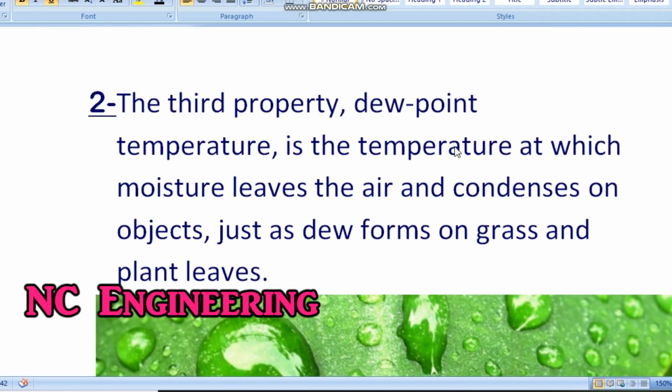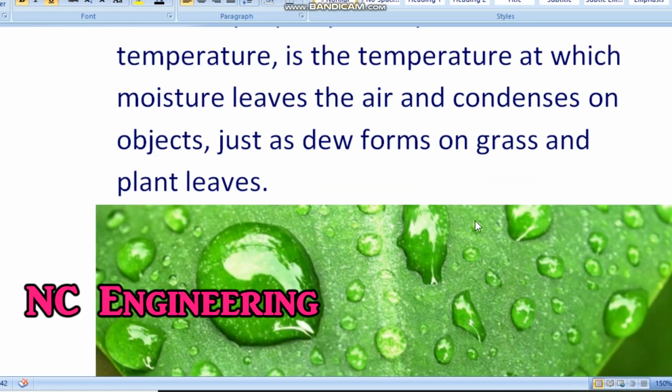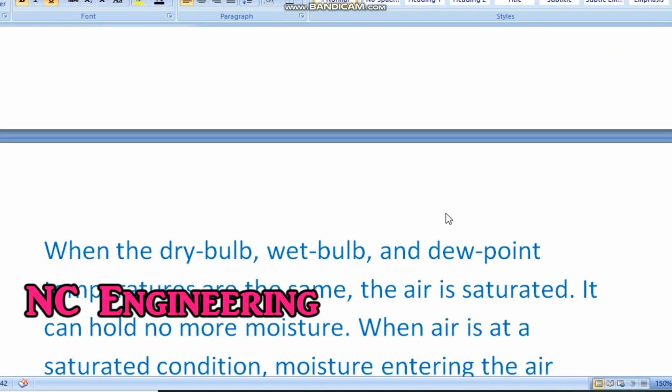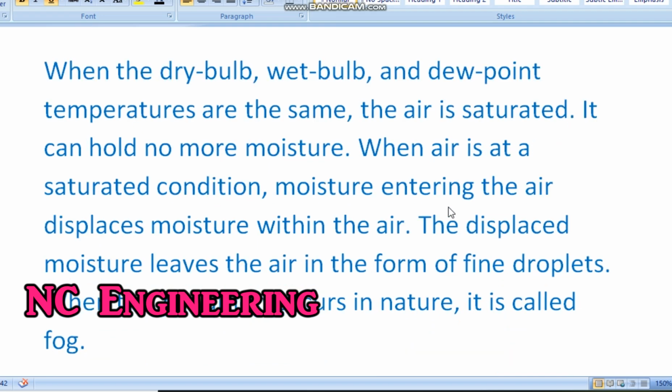Number three is dew point temperature. It is the temperature at which the moisture available in the air leaves the air and condenses on objects. A common example of this is dew that is formed on the grass and plant leaves. There is one more common term which we face in our life.